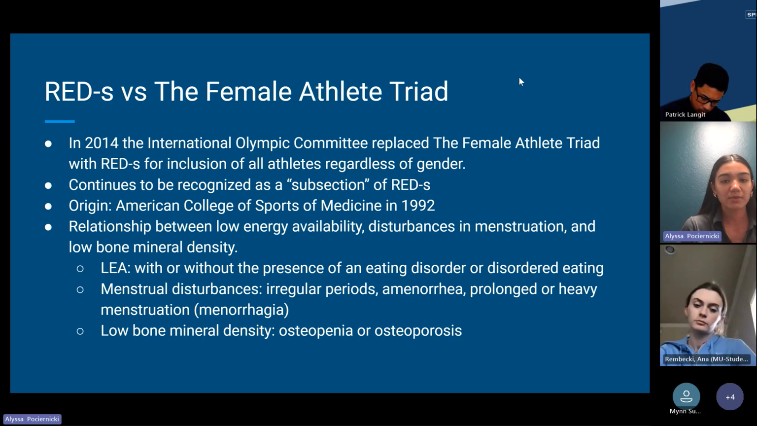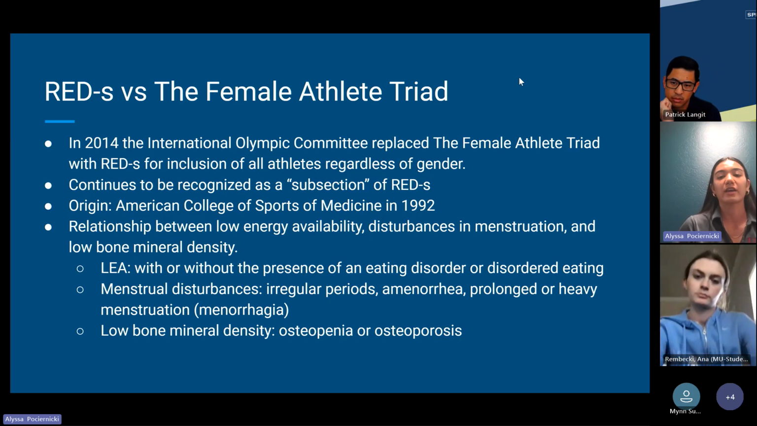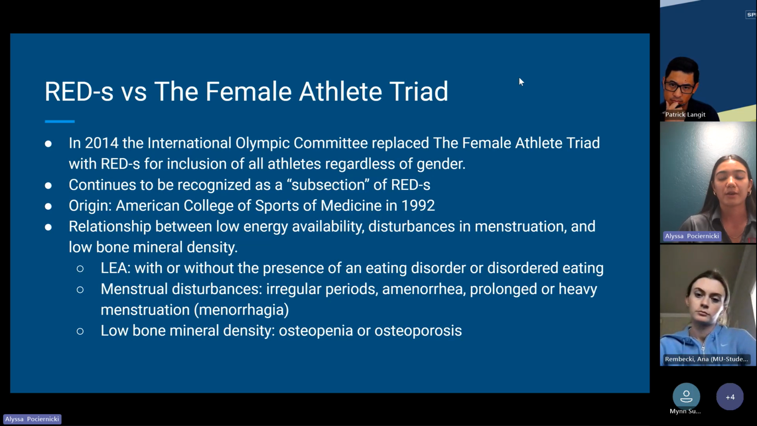And then menstrual disturbances, so irregular periods. That usually occurs when a woman or a female has their period for a couple months, and then they'll skip it for a month, and then they'll have it again.